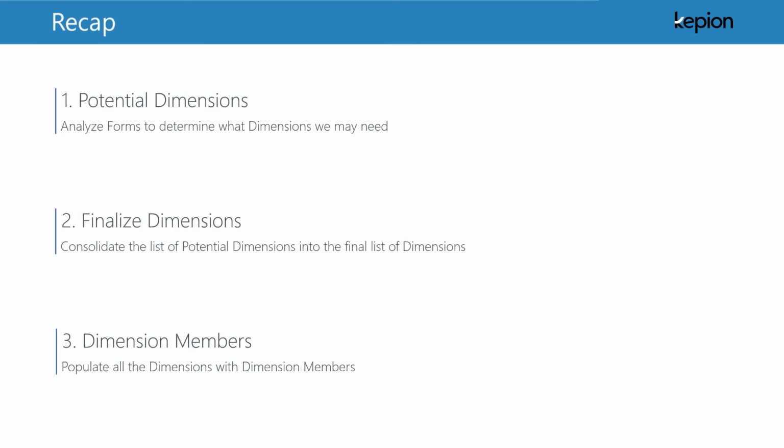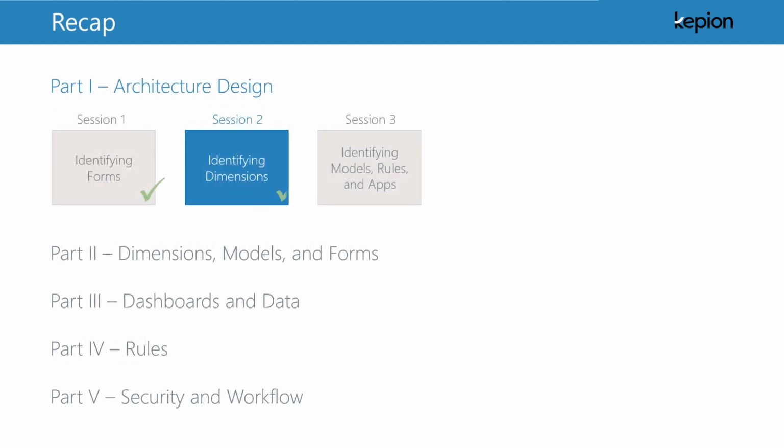In this session, we examined each of our forms and analyzed the types of data they were driven by. Then we used this information to create the list of dimensions we needed. Lastly, we defined the members that populated those dimensions. In the next session, we'll look at the last 3 steps of designing the architecture of the application, identifying the models, rules, and apps.